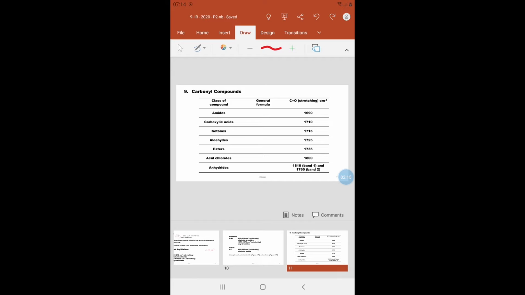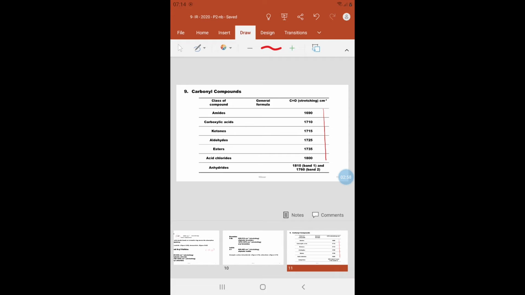So first look around 1600 to 1800 for a very intense peak, because for carbonyl, for C double bond O, the peak is very intense. No way that you can miss that peak. But for each class of carbonyl compound, the C double bond O is present at a different frequency. Normally the frequency for carbonyl for amides is lower than 1700, and you see the carboxylic acid, ketones, aldehyde, ester, and some of the carbonyl compounds have ranges that are quite similar.